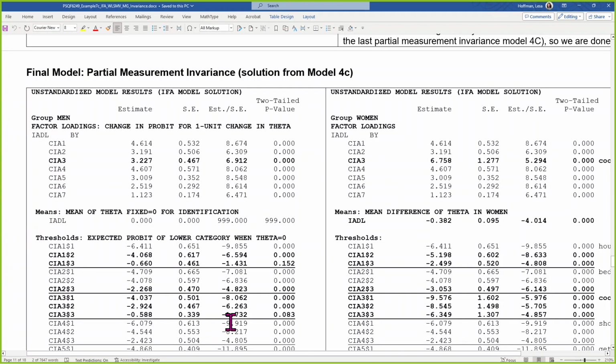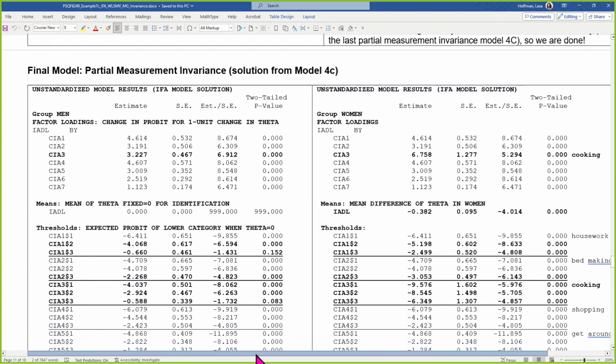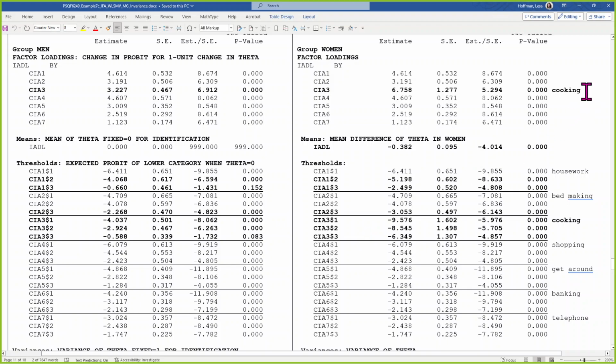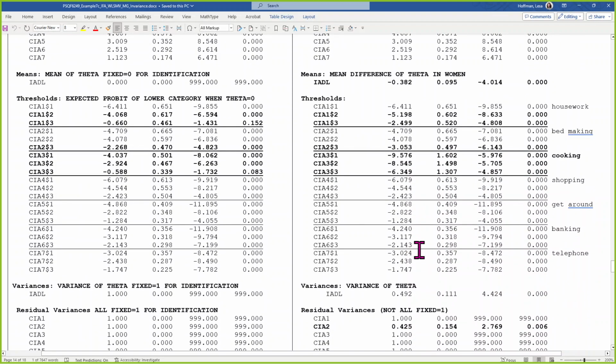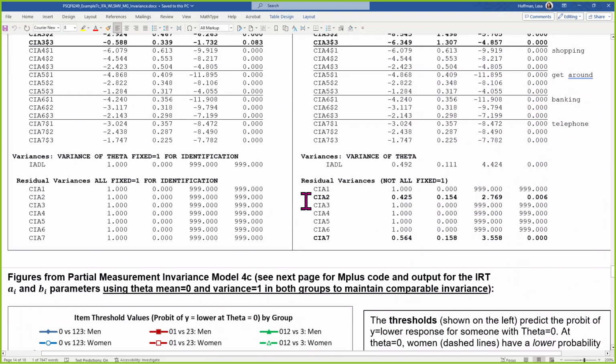Okay, so here's the final solution then, where I've highlighted the things that want to be different. So item 3, cooking, of course, more discriminating in women. And then most of these thresholds are in the direction where they are systematically easier for women, it looks like. Yep, that one, that one, that one. Yep, I think all of those. And in terms of whatever is not the factor, item 2 has less of it for women, and item 7 has less of it for women.